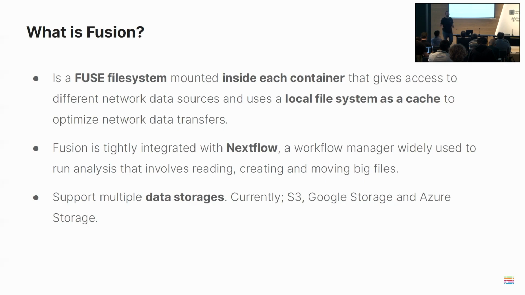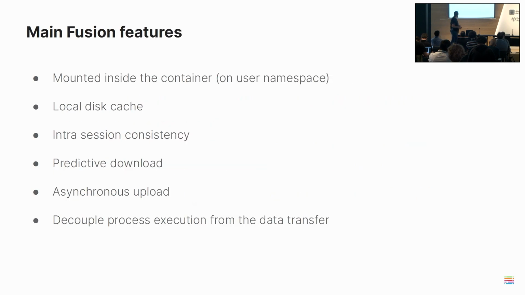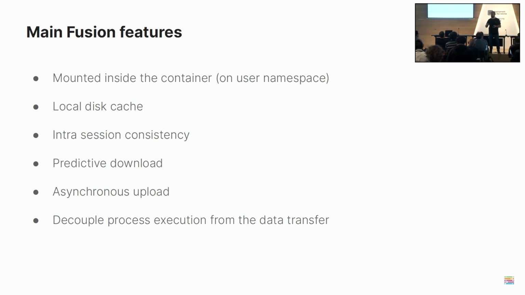So, okay, now you can think, well, a fuse file system, all of these block storages have their own Fuse client to access them. So what is different about Fusion? What makes it different? So first, this important point that it's mounted inside the container together with the process that is going to use it. That's a very important point. We can also mount inside the container in rootless containers, in Docker, Podman, Singularity, all of these container systems.